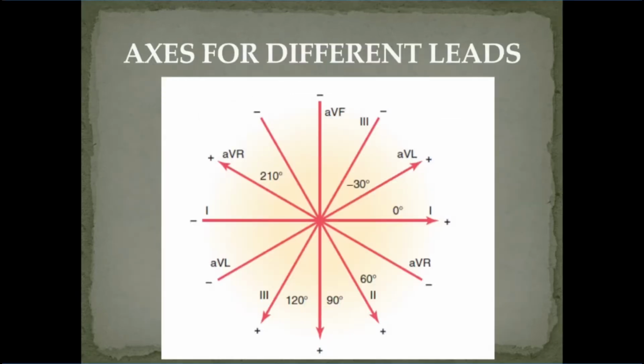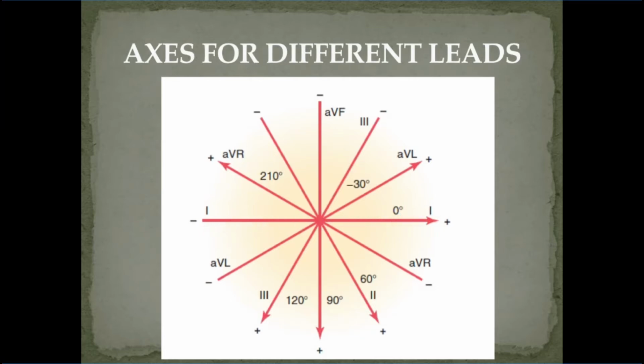One more simple basic we need to keep in mind is the axis of various leads. As you can see in the diagram, this is the axis of lead 1, standard bipolar limb lead. The negative end of lead 1 is on the right side and the positive end is on the left side, and this axis is lying at 0 degrees. Each axis has a negative end and a positive end, lying at certain degrees. So lead 1 has an axis of 0 degrees.